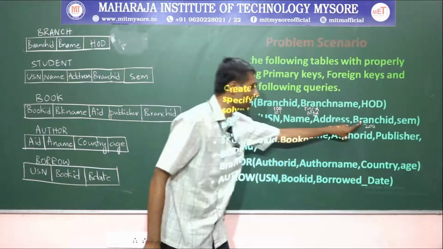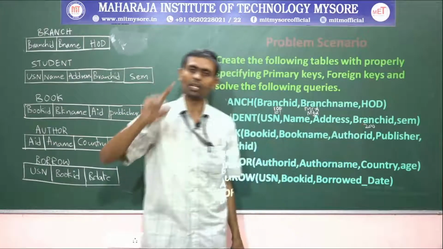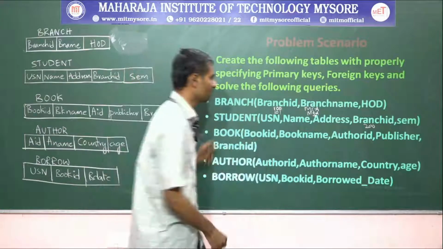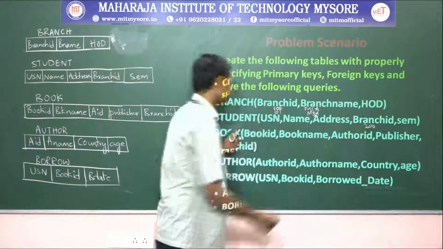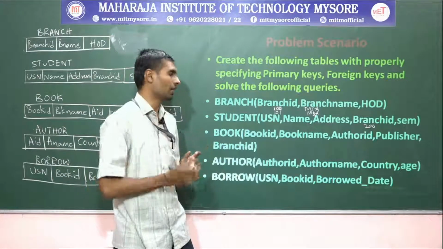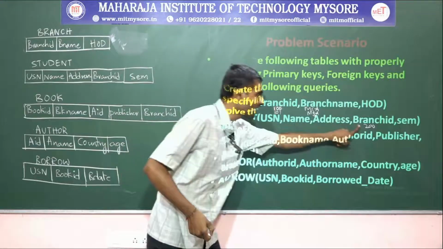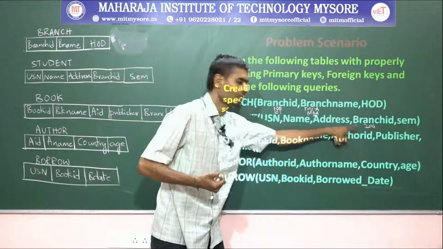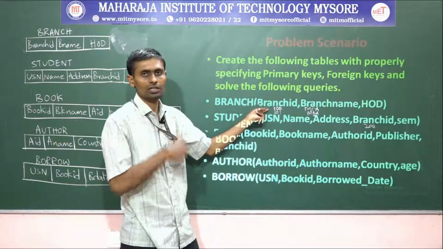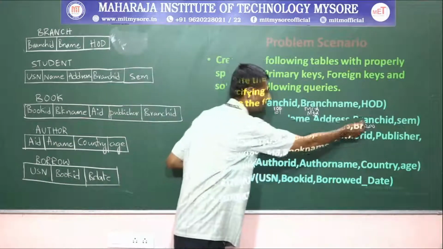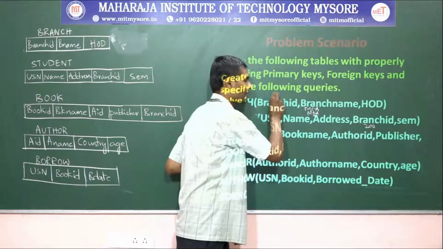That means a foreign key is one which must be a primary key in some other table. That means under this branch ID of the student table, I can only enter the values which are present in the primary key table. So where exactly is this branch ID the primary key? In the branch table, branch ID is a primary key. So for that, it takes only the values which are present in the branch table.